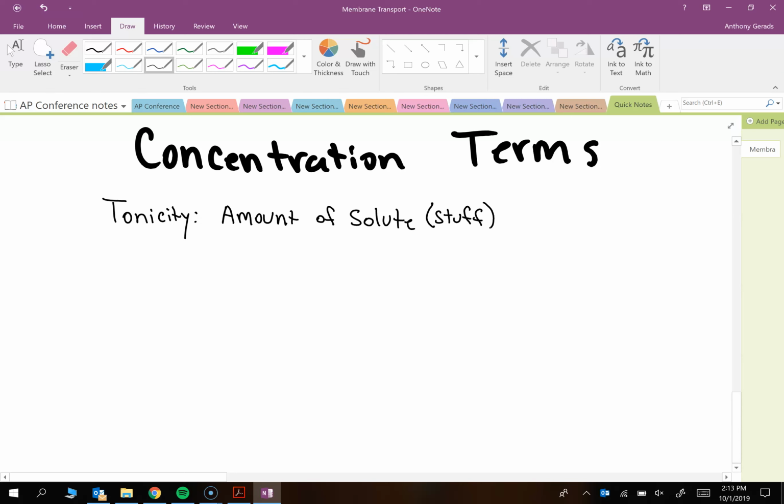And then I've got tonicity. I can also have hypertonic. Okay. If I'm talking hyper, I'm referring to someone's energy level. Do they have more energy or less energy than normal? They've got more. So hypertonic means, what did we say tonic meant? It's the amount of what? The amount of solute. So hypertonic is talking about more solute.